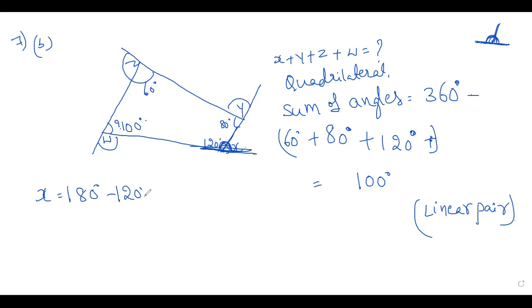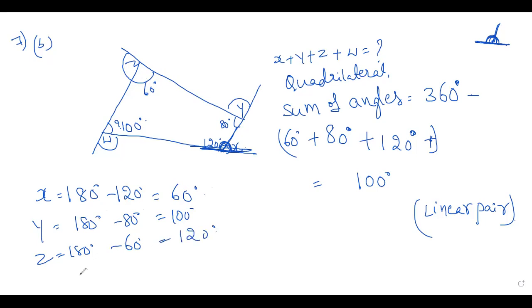180 minus 120, that is equal to 60 degree. What about y here? Y is equal to 180 minus 80, that is equal to 100. And z, 180 minus 60. See, I am doing this. 180 minus 60, that is 120 degree. And w is equal to 180 minus 100, that is 80 degree. We have all the angles here.